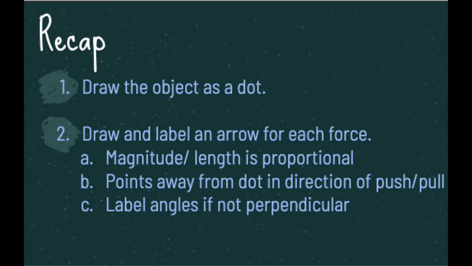So here's our scenario. We want to draw free body diagrams by drawing your object as a dot and your forces as arrows. Your arrows should be labeled with the type of force, should be drawn proportionally to the strength of the force. They should point away from the dot in the direction of push and pull, and you should label any numbers, such as angles or forces, in your diagram. So let's go practice this new skill. We're going to practice with a few full class examples drawing free body diagrams together. Good luck!